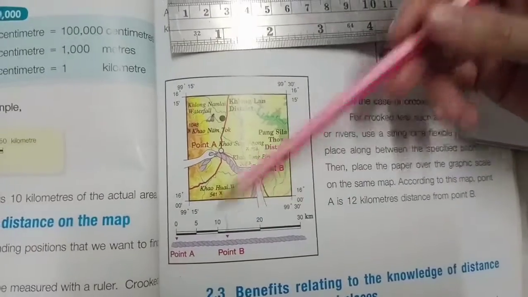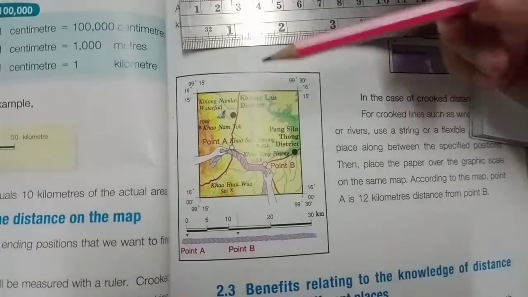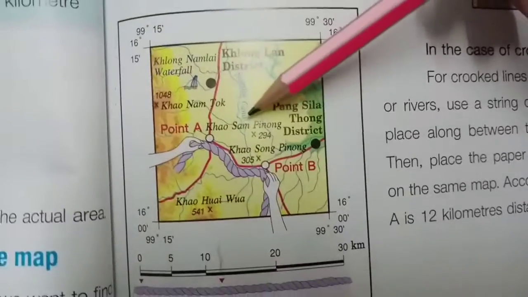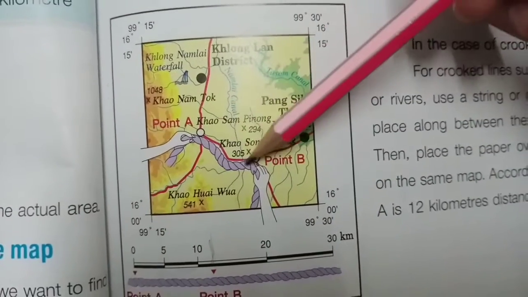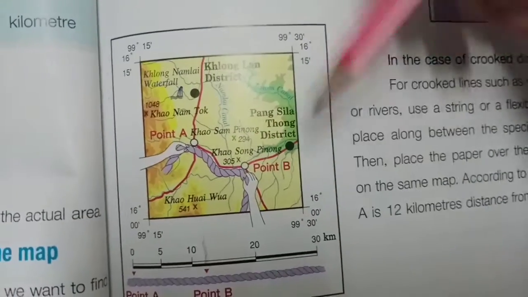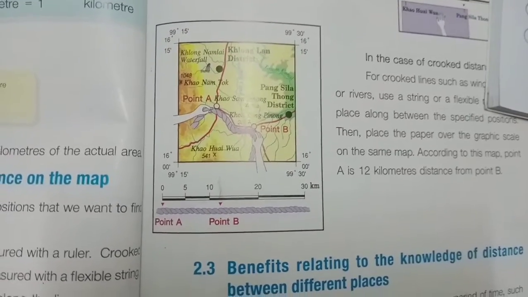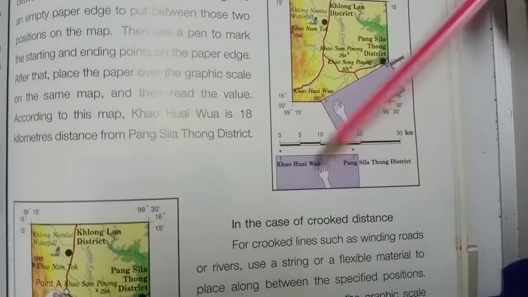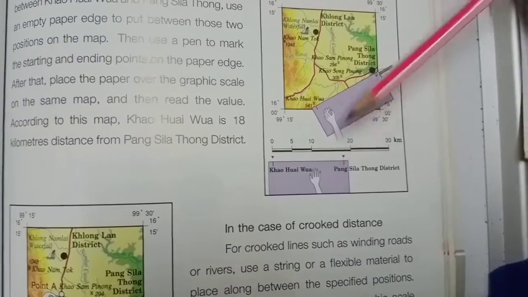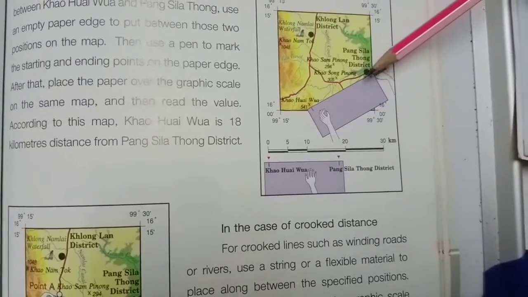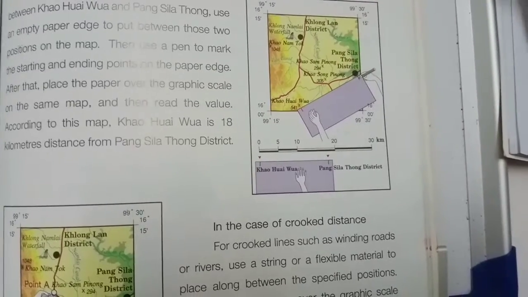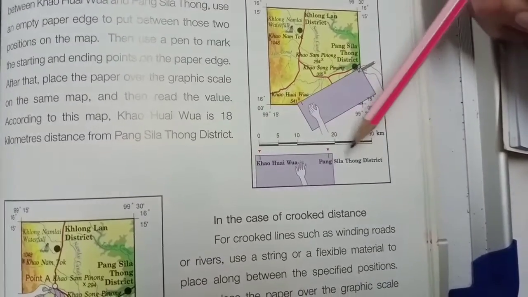So okay, it's like 12 kilometers going from Khao Sam Pinong to Khao Song Pinong. So that's the distance that they have. Oh, it's like 12 kilometers. So how long will it take to go there if it's 12 kilometers? That's how they manage to measure it. Sometimes they also use rope, sometimes paper, just to know the distance. And they measure it from the scales.